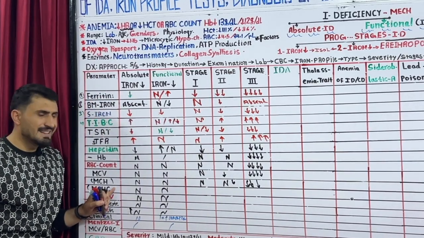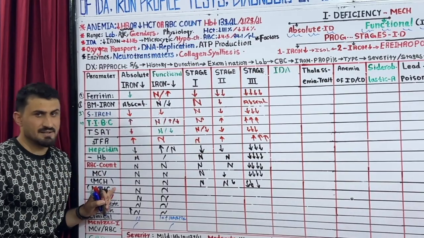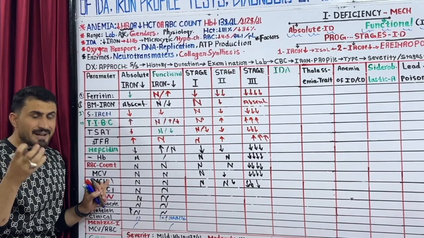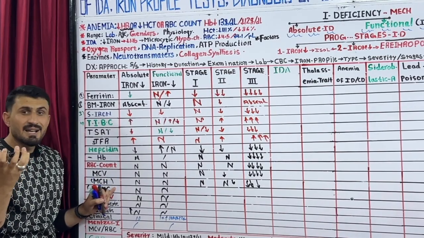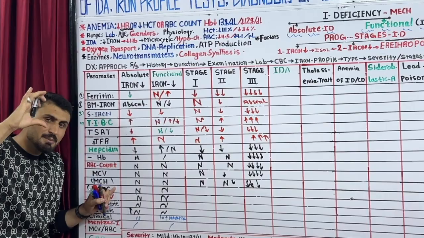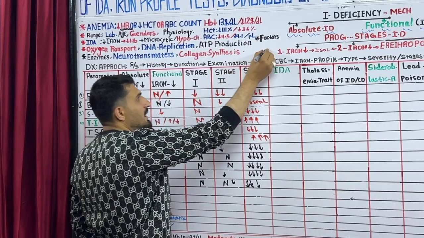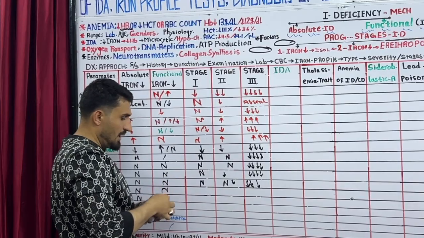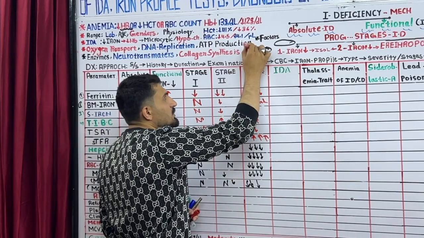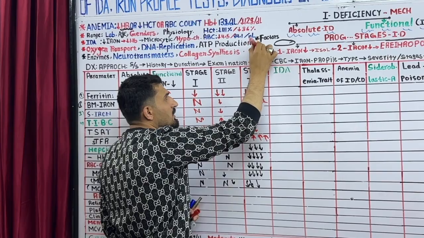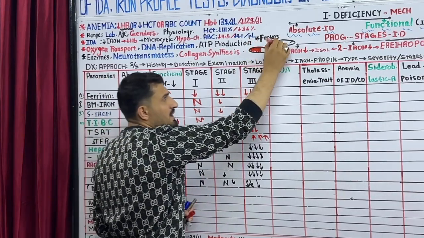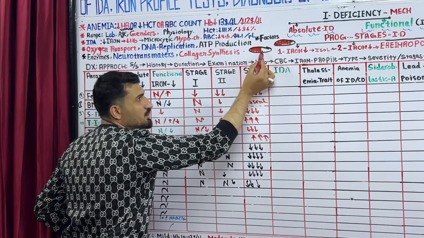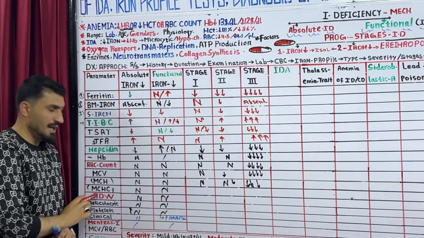MCHC means the concentration of hemoglobin inside the RBC. Here, it means the amount of hemoglobin in picograms. But concentration is different. For example, this is an RBC, this is another RBC. This one is full up to this part, but this second RBC is filled only up to this part. So here the concentration is more than this one. So this is called MCHC.